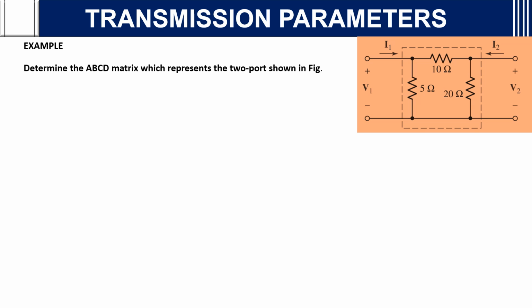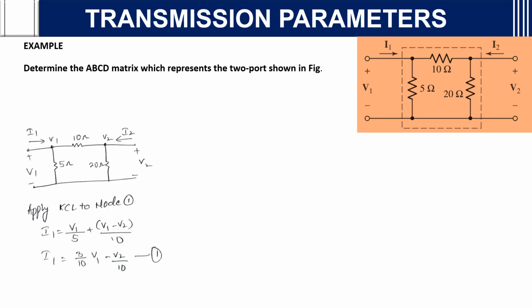See what they are asking. ABCD is nothing but transmission parameters only, or T parameters. It is easy. What we can do, we will consider the KCL, so it will be easy. Consider this as V1, this as V2, and write the KCL to node 1.